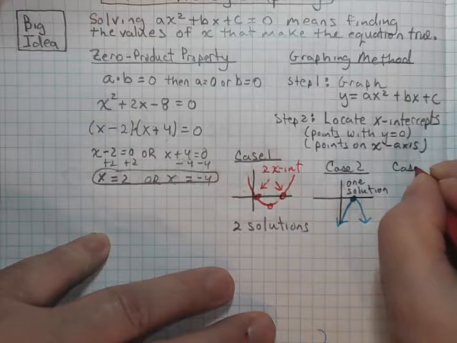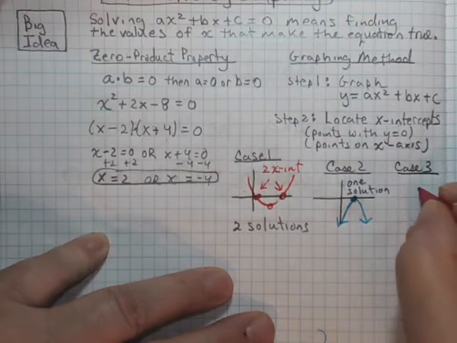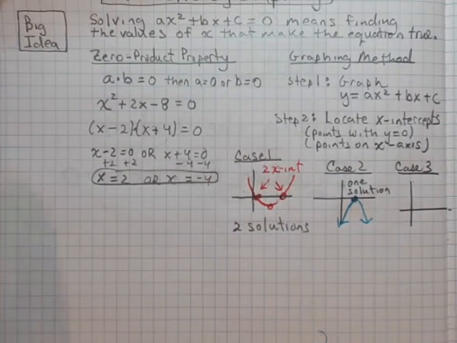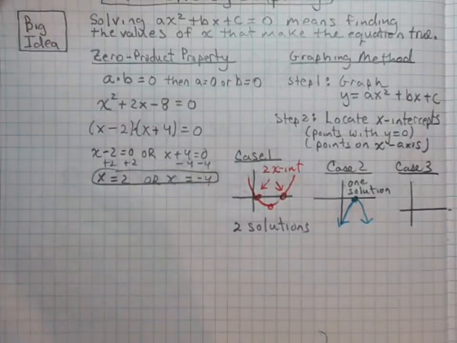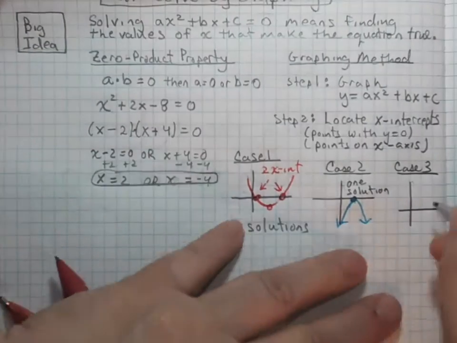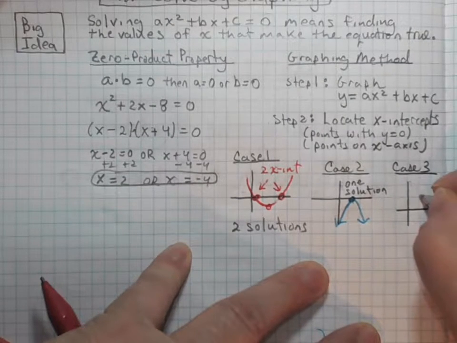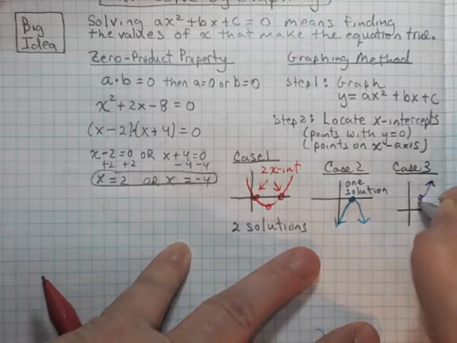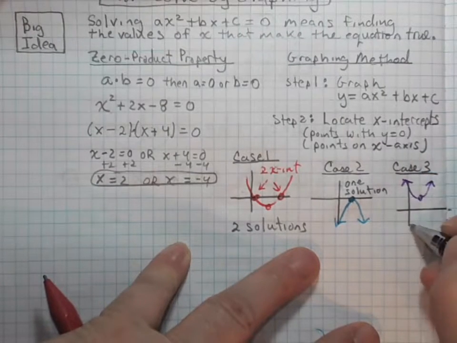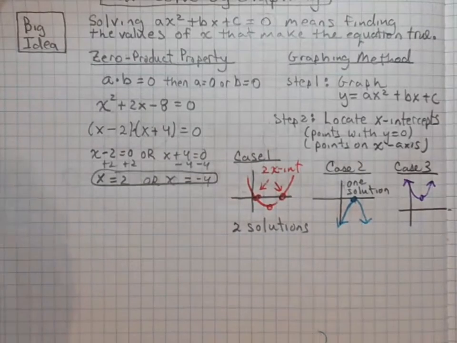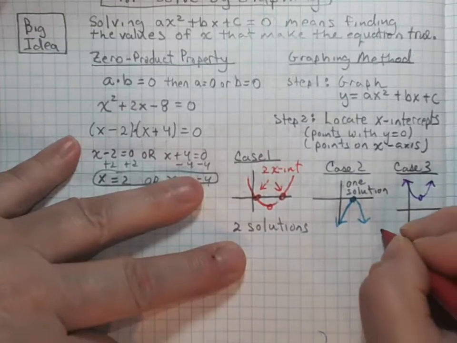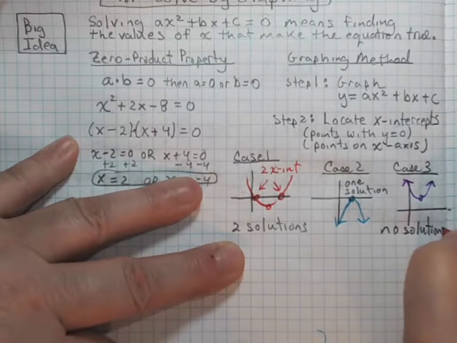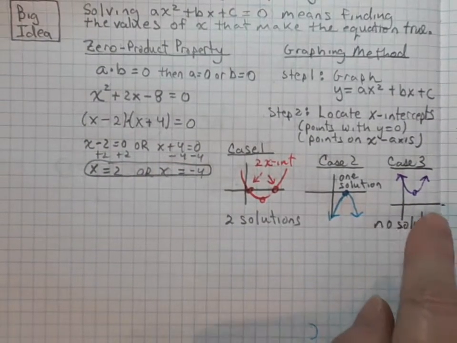And the third case, okay, so I'll draw axes, x and y axis. And in this case, the function doesn't touch the x-axis at all. It will never cross the x-axis. So here would be a situation, let's say the vertex is above the x-axis and it opens up. So because it's opening up, it will never go down and cross the x-axis. So in this case, there are no solutions to the quadratic equation because the graph never crosses the x-axis.